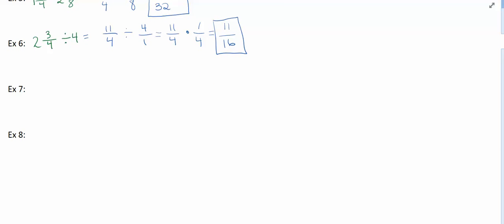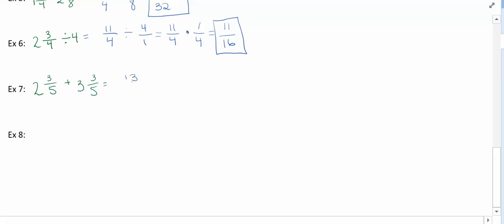Example 7, the problem that you have is 2 3/5 plus 3 3/5. Okay, so I'm going to go ahead and change these into improper fractions. 2 times 5 is 10, plus 3 is 13 over 5, plus 3 times 5 is 15, plus 3 is 18 over 5. We have a common denominator, so we're just going to keep that the same on the bottom. And then if we do 13 plus 18, I'm going to get 31. We can't reduce this at all, so that is fine for your final answer.